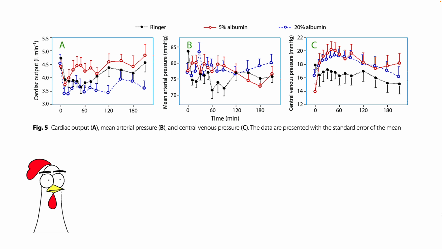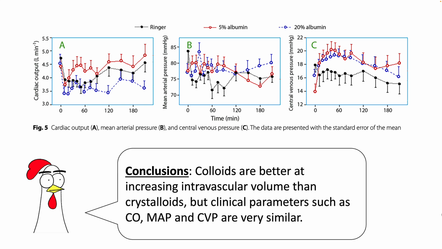The next interesting thing was the clinical parameters such as cardiac output, mean arterial pressure, and central venous pressure. And there was no difference between any of the three groups. This would lead to the conclusion that colloids are certainly better at increasing the intravascular volume status than crystalloid. However, crystalloids do tend to remain in the intravascular compartment for a much longer period of time, and the clinical parameters such as cardiac output, MAP, and CVP are possibly not as much affected by the choice of fluids.